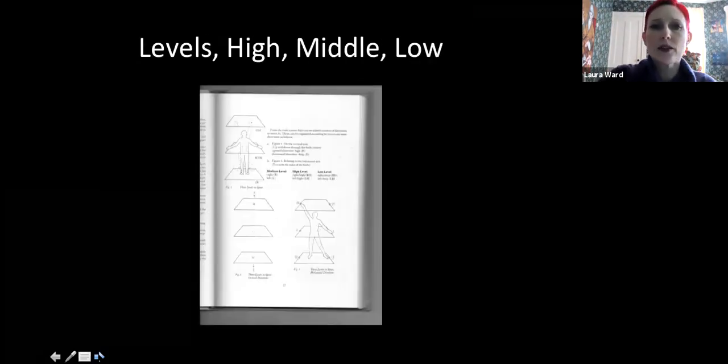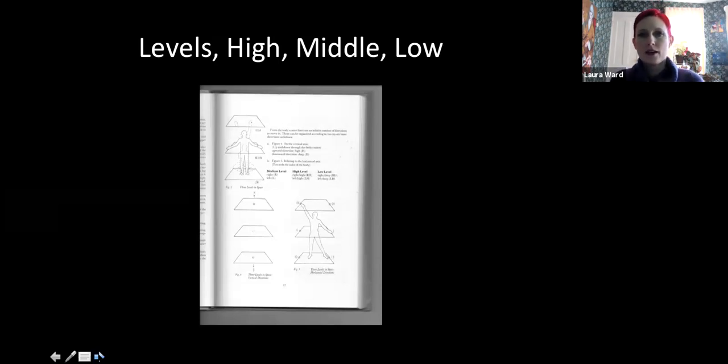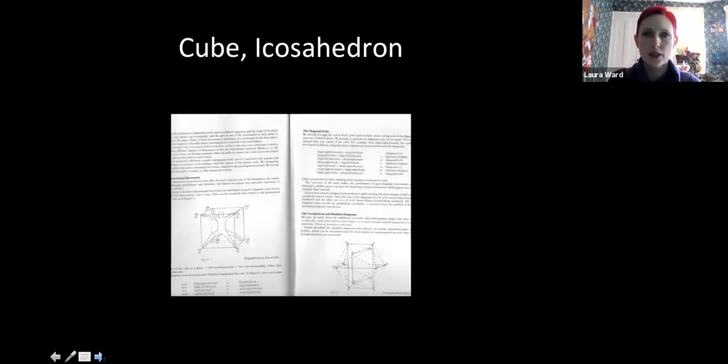And then these are levels. So we have like high level, middle level, low level. And you can see a person within that, just how we conceive of that spatially. Then there's a person moving in the cube, and down on the other side is the icosahedron, which is the three planes imposed upon each other.